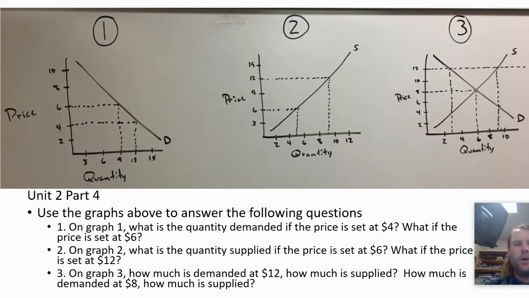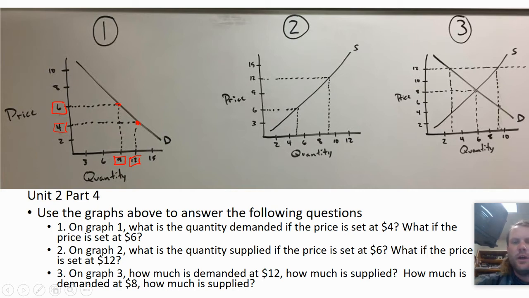So number one, what's the quantity demanded at $4? We're right here. At this point, our quantity demanded at $4 is 12. Then it asks, what if the price is set at 6? So we're just matching this point. The quantity demanded is 9. It's reminding us that as price goes up, we demand less.